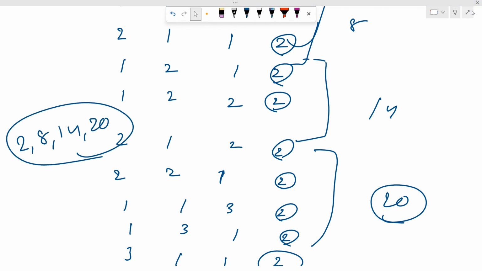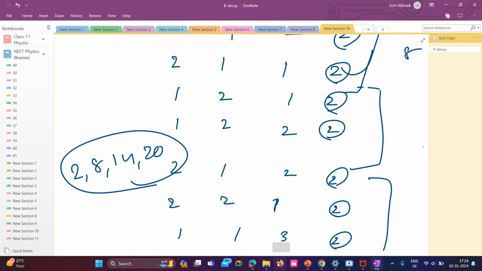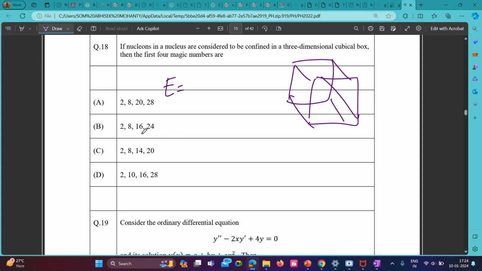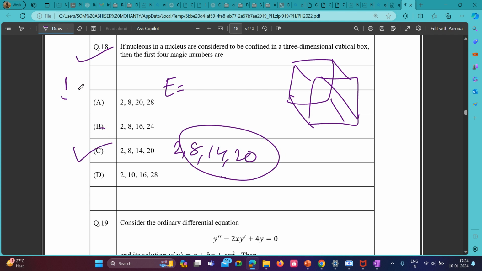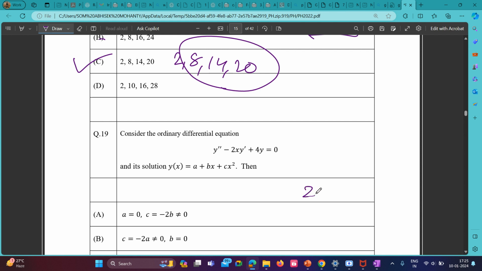Is it clear? Even if it's not clear, you just go and check the magic numbers. Alright. 2, 8, 14, 20. Okay, options, it's number 1 mark. So you try the next question. I'm coming in 2 minutes. Alright. 2 minutes you have. Try.